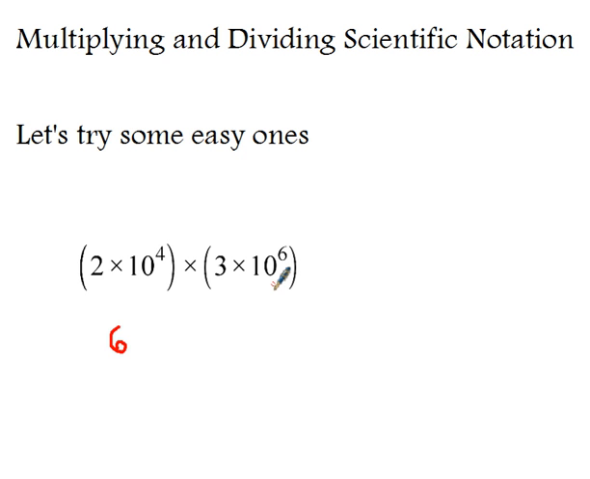We will remember from our last unit that when I multiply powers, all I need to do is simply add the exponents. So 10 to the 4th times 10 to the 6th is simply going to be 10 to the 10th. Now these two things will be multiplied together, and I'm in scientific notation.